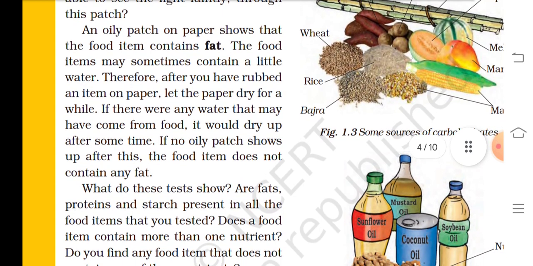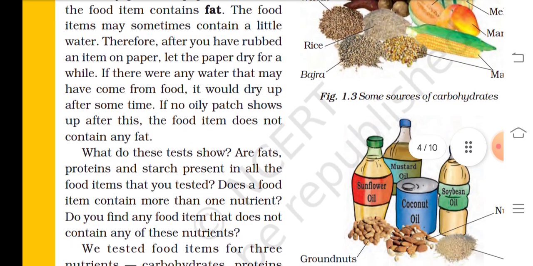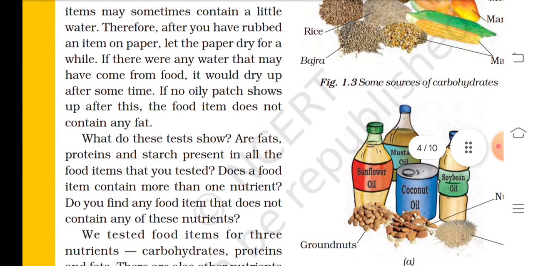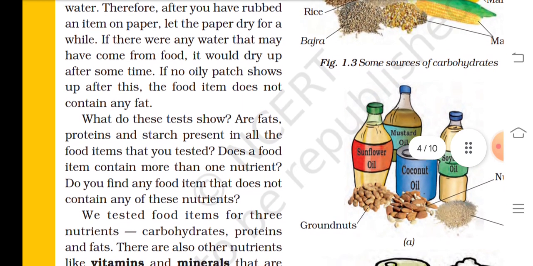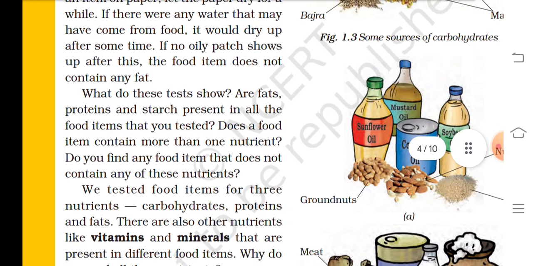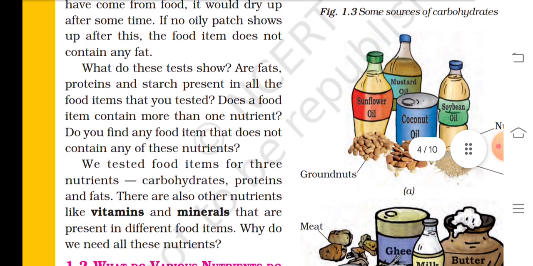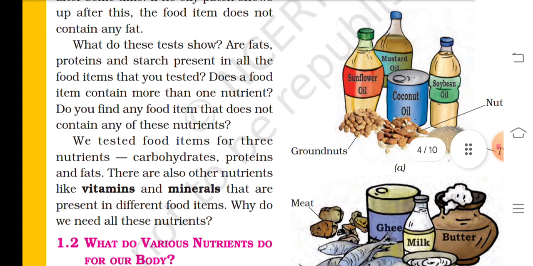The food items may sometimes contain a little water. Therefore, after you have rubbed an item on paper, let the paper dry for a while. If there was any water that may have come from food, it would dry up after some time. If no oily patches show up after this, the food item does not contain any fat.